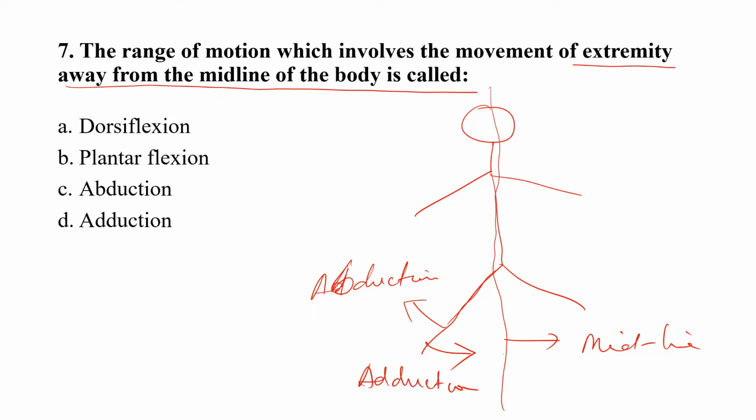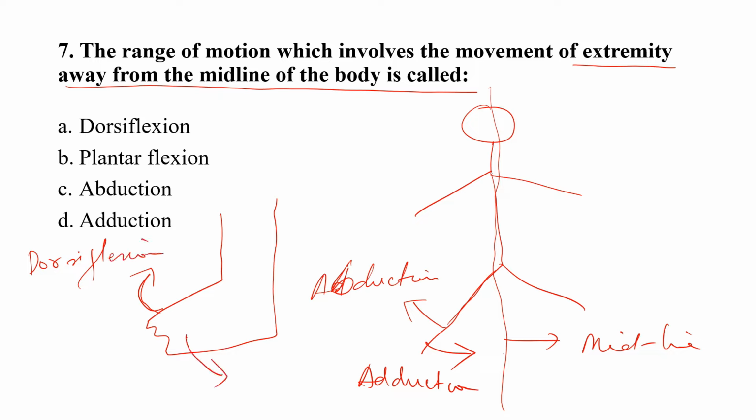And suppose this is the leg of the person. So the bending backwards of this foot towards the body is called dorsiflexion, and movement of this foot downwards away from the body of the person is called plantar flexion. So the correct option here is option C, which is abduction. Movement of an extremity away from the midline is called abduction.